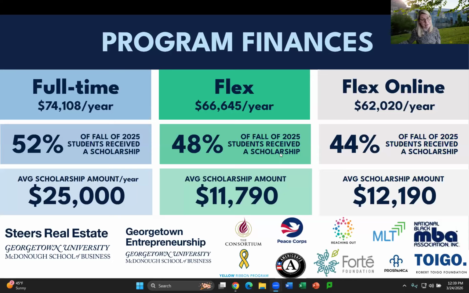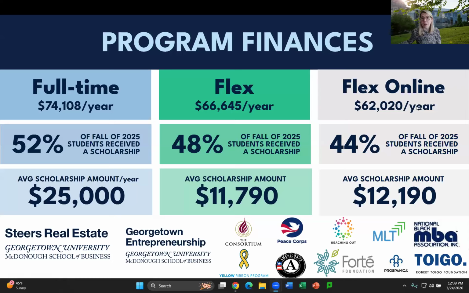48%, so almost half of the incoming students in fall for Flex received a scholarship from us. Your scholarship award for both Flex and Flex Online are noticeably different than full-time because you all are working full-time and earning an income. So our scholarship budgets are less. So 11,790. And these are one-time awards, while full-time, it's per year.